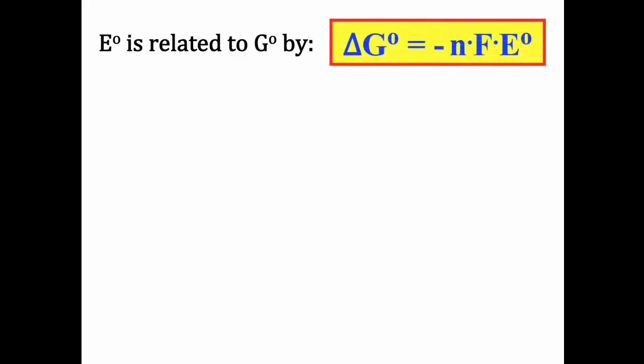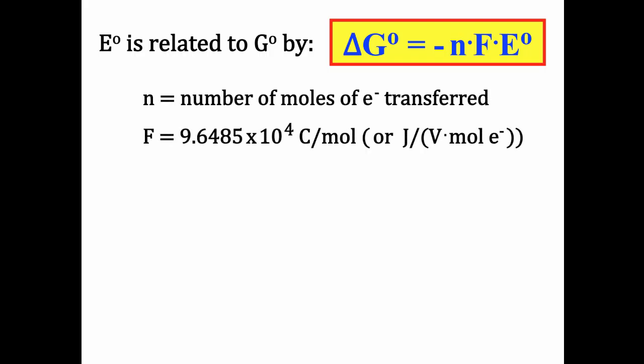And it turns out that E0 and G0 are related to each other by delta G is equal to negative NF E0, where N is the number of moles of electrons transferred, F is the Faraday constant, which has a value of 9.6485 times 10 to the 4th coulombs per mole. And then E, of course, is the cell potential, or the reaction potential that we've seen many times before.